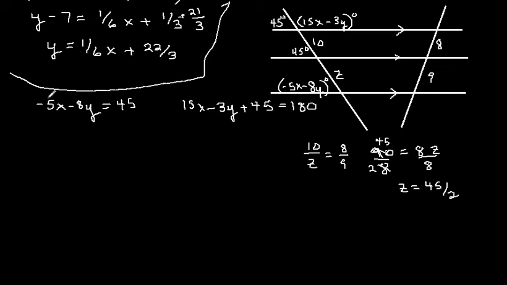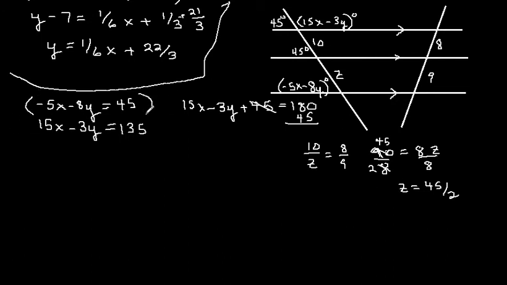Now I want to get it so that it's the variables on one side, the numbers on the other. So I'm just going to put it here, 15x minus 3y, and I'm just going to subtract 45 from both sides. So that will be gone, and I'm going to get 135. So now I have two equations with two unknowns, so I'm going to solve them simultaneously. Hopefully I did everything right so far.